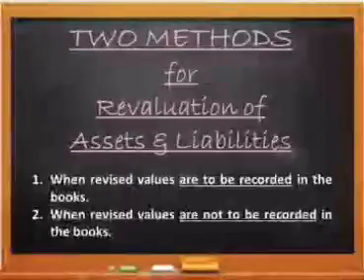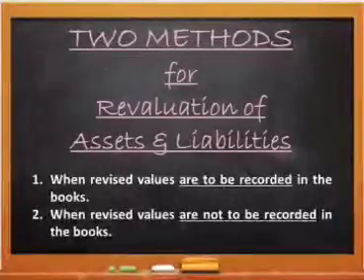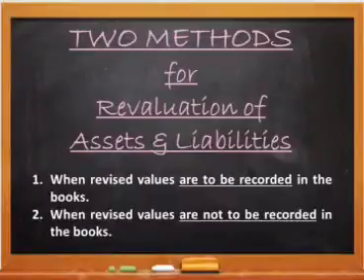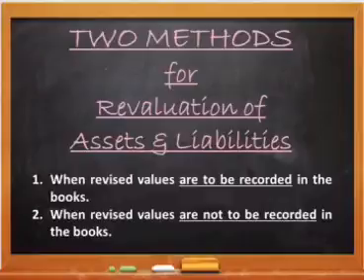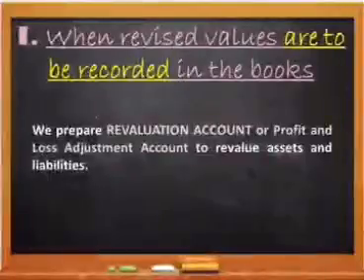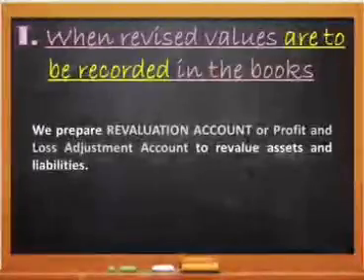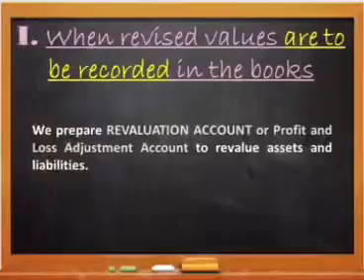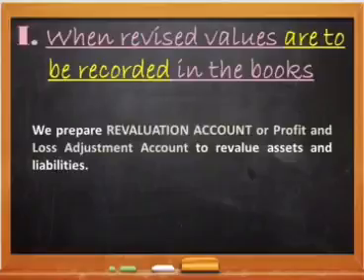There are two methods for revaluation of assets and liabilities. First, when the revised values are to be recorded in the books. Second, when the revised values are not to be recorded in the books. Let's start with the first case, when revised values are to be recorded in the books of account. In this case, we prepare a new account, revaluation account, also known as profit and loss adjustment account, so as to revalue the assets and liabilities.